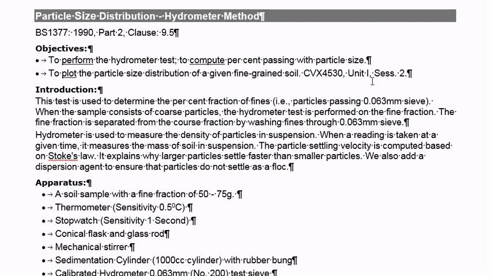The test is used to determine the percentage fraction of fines, that is, particles passing the 0.063 millimeter sieve. The fine fraction is separated from the coarse fraction by washing fines through a 0.063 millimeter sieve. You can also watch the relevant video clip and see how the person who demonstrated does the test, and also you can follow the procedure.